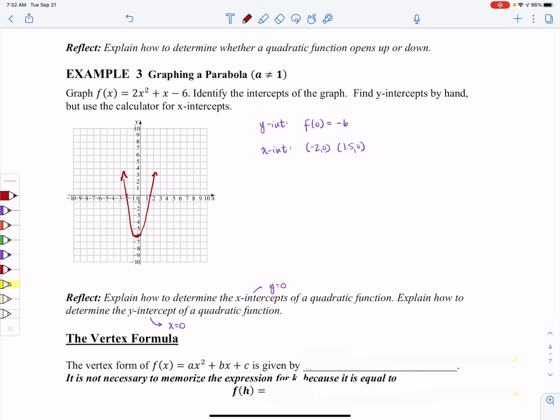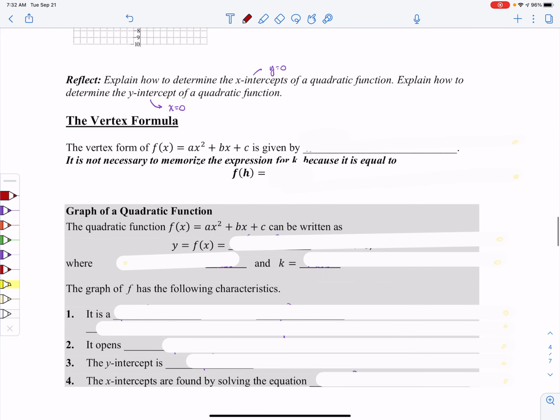Okay, the vertex formula is next. So this is kind of a shortcut, something that allows you to not have to complete the square all the time unless the directions say so. And please understand, if the directions tell you to complete the square on a test, I'm going to be looking on your work that you completed the square on the test. But the vertex formula is pretty nice.